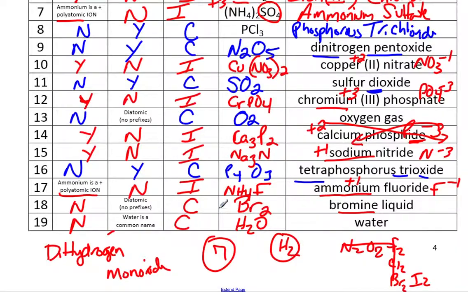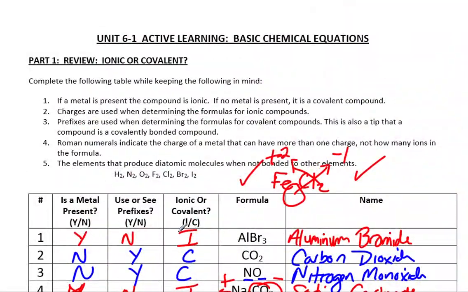Okay, so again, look for a metal. If it's a metal, it's ionic. You don't see prefixes or use them. And if you don't have a metal, it's covalent.